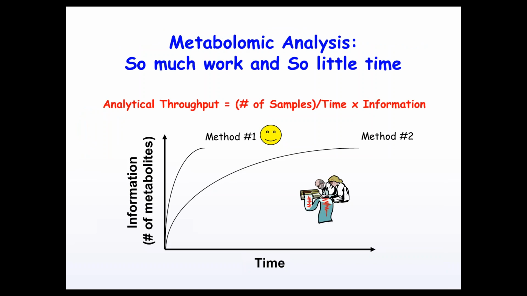However, in reality, we also need to consider the analytical throughput. In metabolomic analysis, there's so much work to do and so little time. We all know that. The metabolomic coverage also depends on the time and cost associated with the analysis. So when we judge the performance of an analytical method for metabolomic analysis, we want a method that can generate a lot of information about the metabolome in the shortest time.